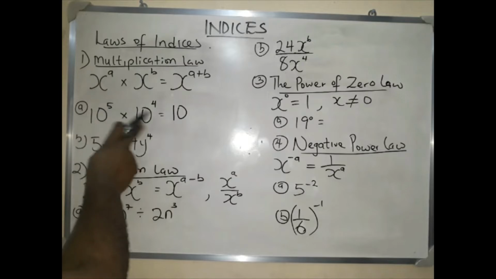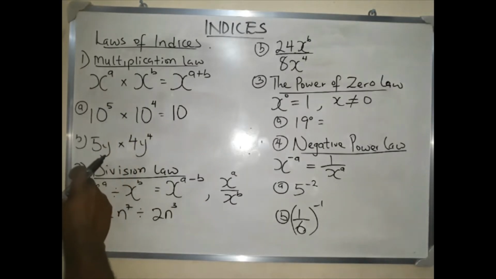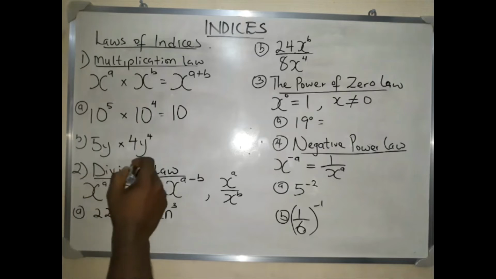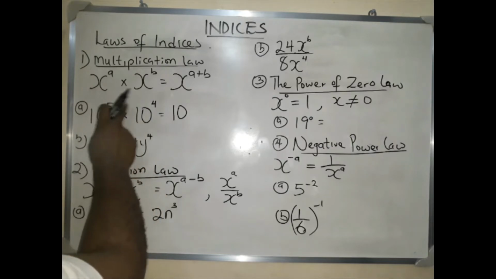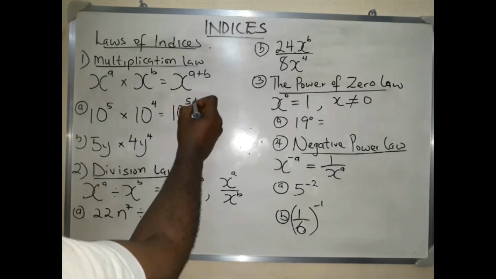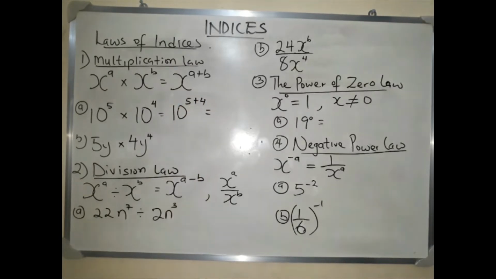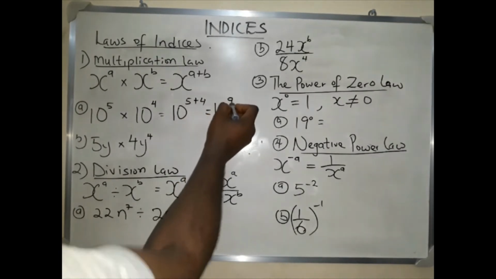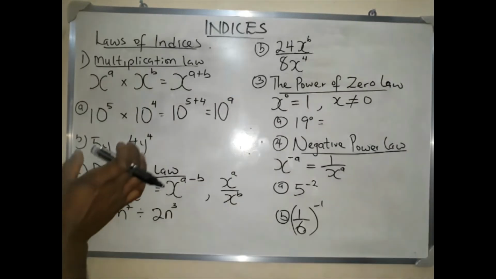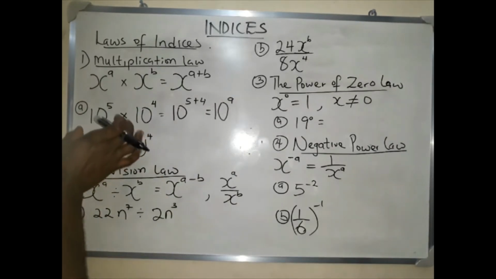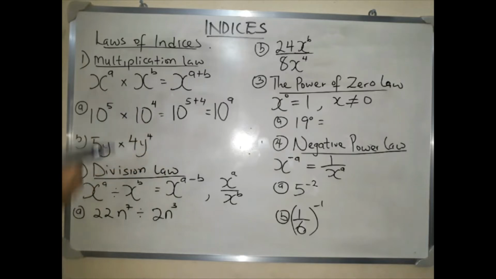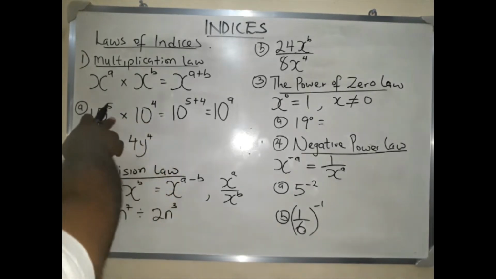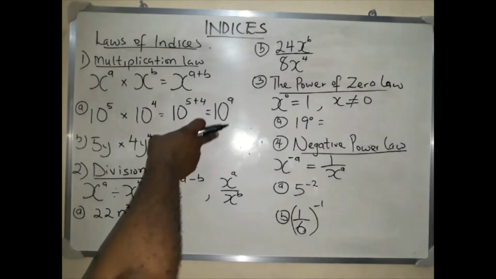So we are going to follow this example here. Since these two bases are the same, we can just go ahead and add their indices. We have 10 here, we have 10 here. So we're going to add their indices, which will give us 5 plus 4. So when you add their indices, you're going to get 10 raised to the power 9. Very, very simple. The multiplication law states that when you have two or more terms that have the similar base and you're asked to multiply them, all you have to do is add their indices. So that's what we did here. We just added this index of 5 to this index of 4, and then we got a 9.